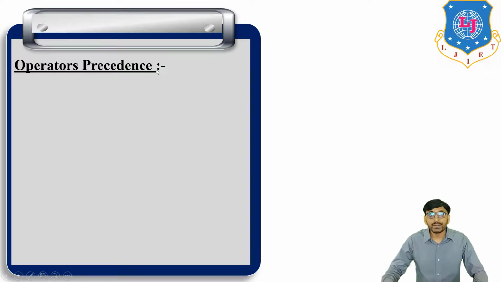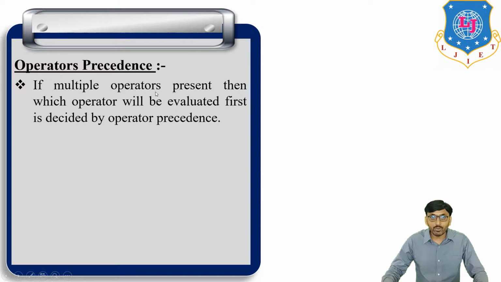Now operator precedence. If multiple operators are present, then which operator will be evaluated first is decided by operator precedence. For example, print 3 plus 10 into 2. So here the plus and multiplication operators are present. Which operator is evaluated first? It is decided by operator precedence. So here 10 into 2 means 20, then plus 3, so it is 23. So multiplication is evaluated first, then addition.